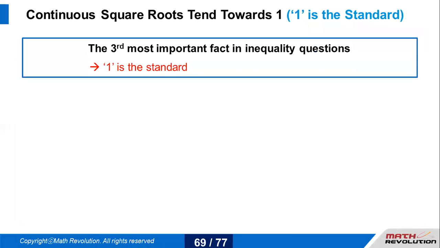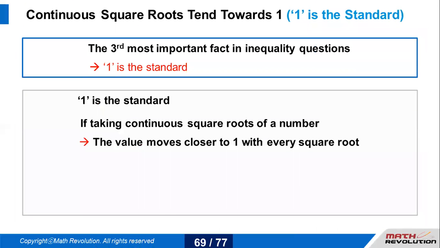Let's talk about the continuous square root. This is one of the predominant questions that is often asked, and a student takes much of the time on it. One is the standard, always keep this in mind. If you're taking the continuous square root of a number, the value moves closer to 1 with every square root. Always remember this concept.